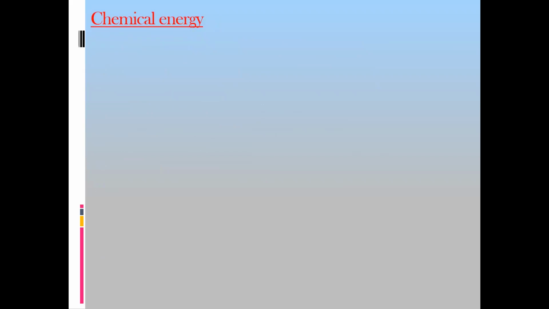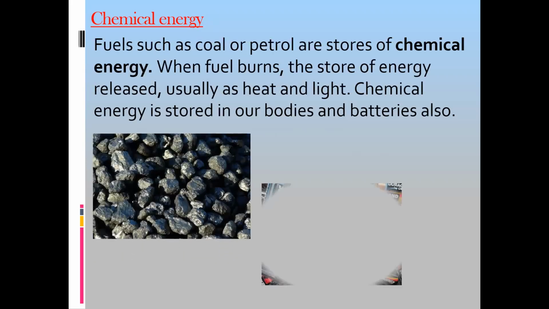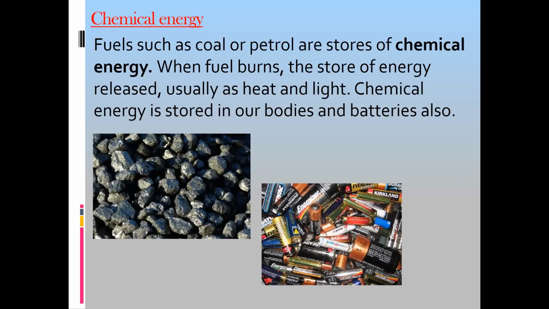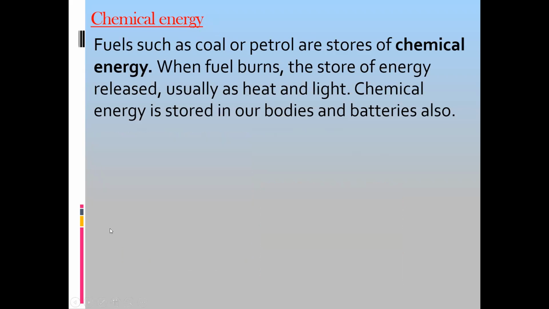First thing, chemical energy. So what is chemical energy? It is stored energy that can be released by a chemical reaction. For example, food or fuel all have chemical energy. Cells and batteries also have chemical energy. So the concept of chemical energy is the energy which can be released by a chemical reaction.